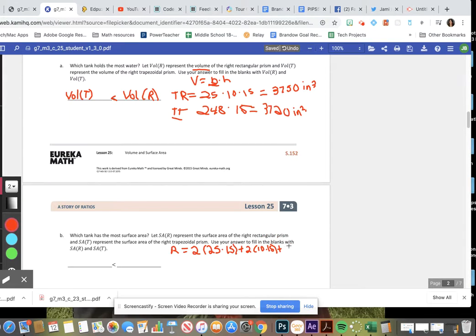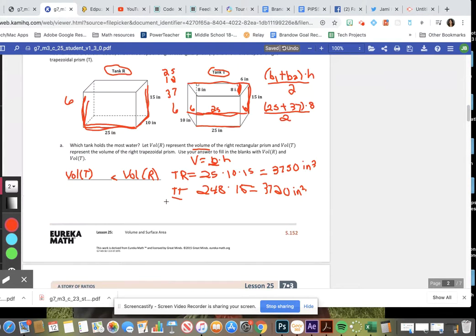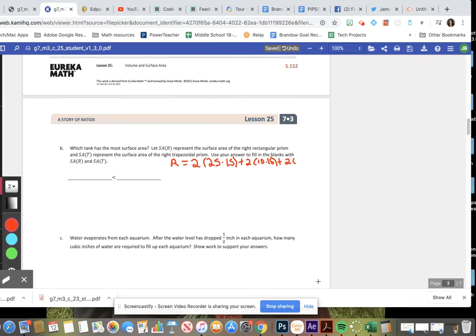Plus, and now we have to do the top and the bottom. There's 2 of those at the same size. And the top is going to be 10 by 25, so 10 times 25. Okay, so that's the formula for all of those.